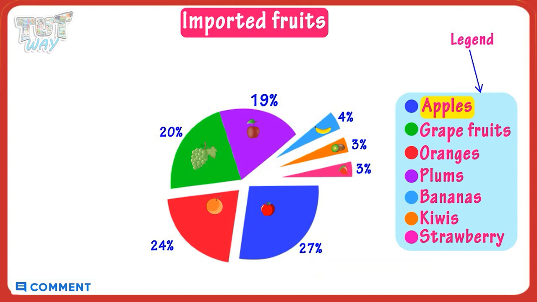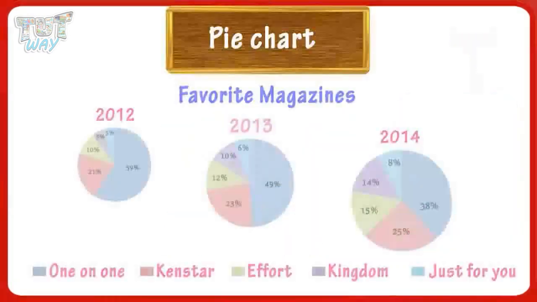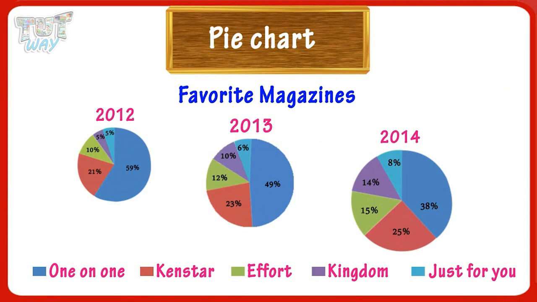So kids, let's take another example. Here we have a pie chart for sale of 3 different years, 2012, 2013, and 2014. And key shows that different colors represent different magazines sold. So, each pie chart shows the percentage sale of different magazines in a year. Like, in 2012, 59% users subscribed one-on-one magazine. 21% users subscribed ChemStar magazine.